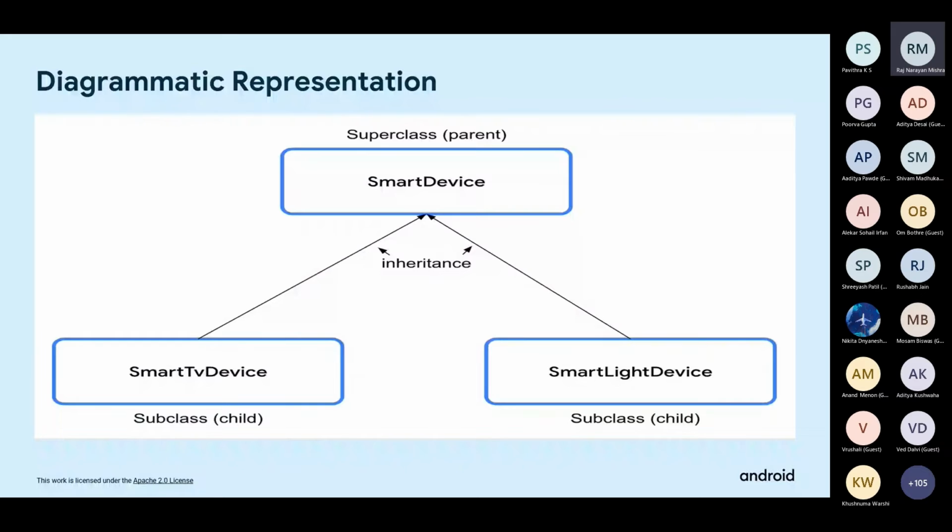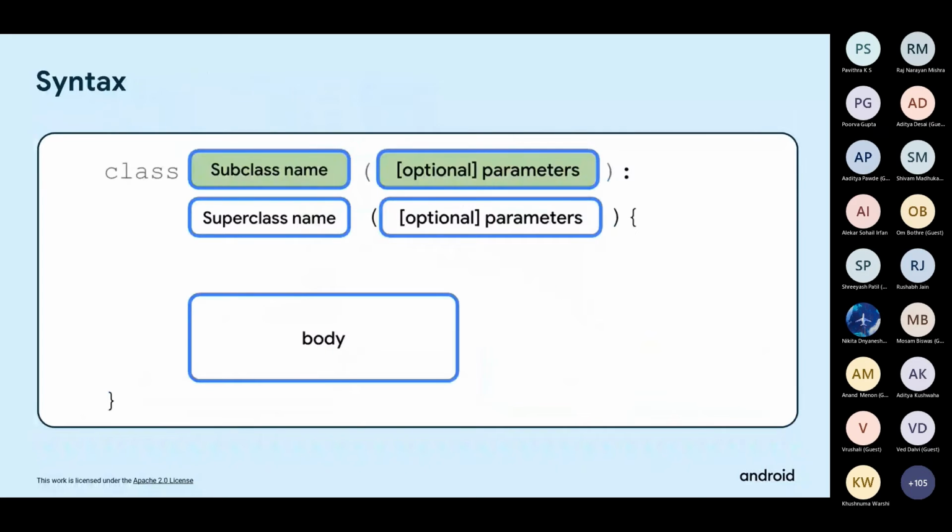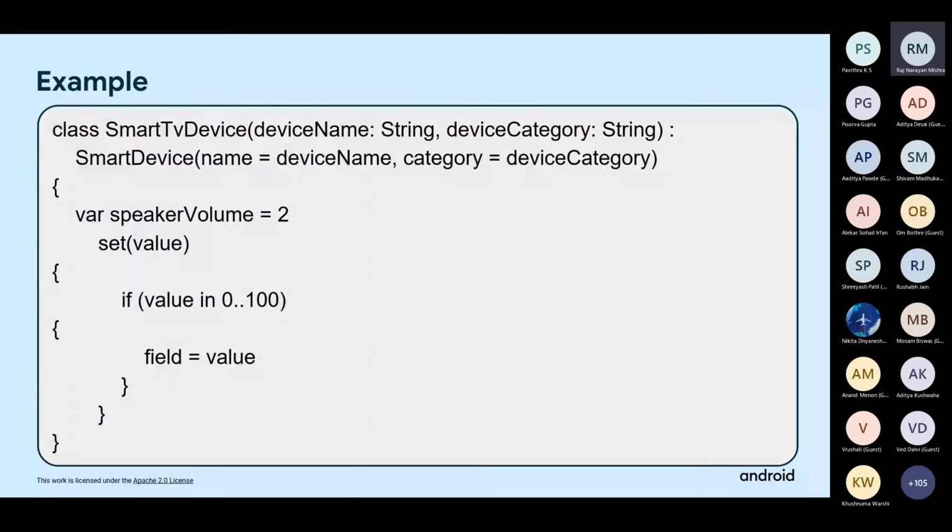Now the syntax is easy. The class, subclass, optional parameters, either you can put the parameter or not. And in the same bracket, you have to define the other class. If you are making two classes, you can make one, you can make two, or you can make three. It depends on your code and what you are doing. Like here, for example, the smart device TV, device name string, device category string, and other parameters. Smart device name equal device name, category equal device category. The same, it has defined the string value to the device name and another string value to the device category.